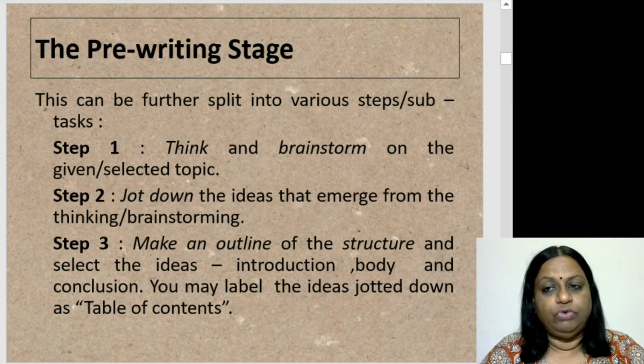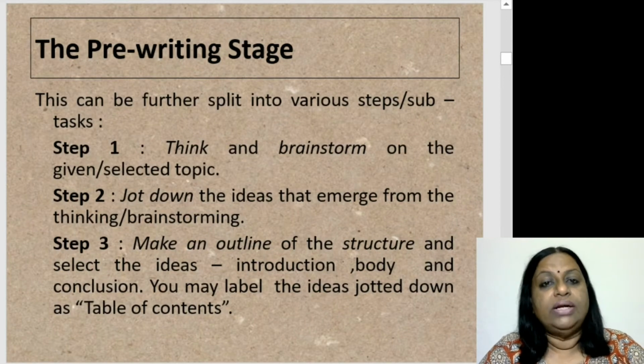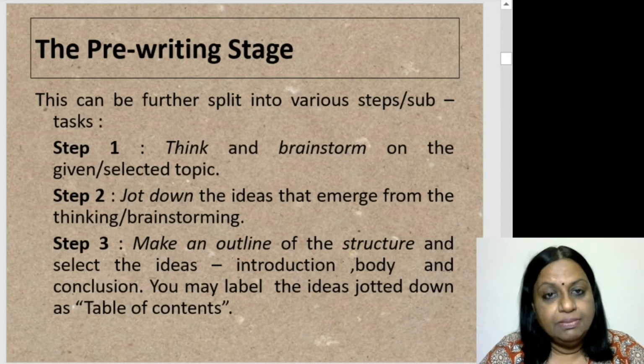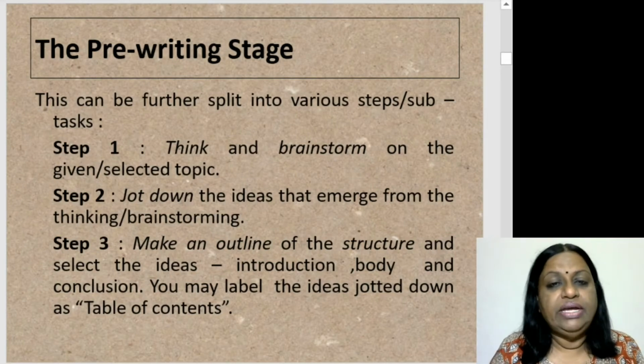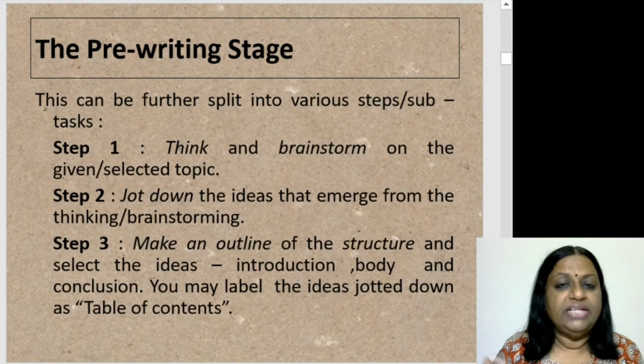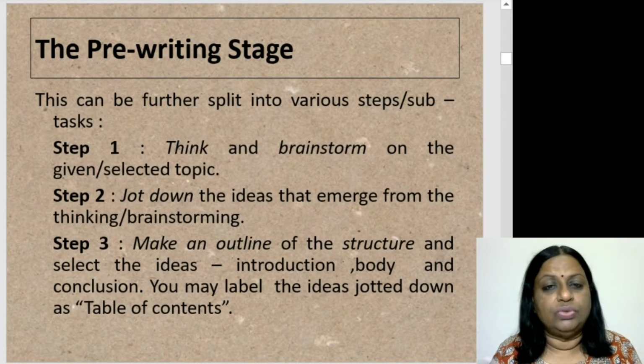The first step would be to think and brainstorm on the given topic or the topic that you have selected. The second step would be to jot down the ideas that emerge from thinking and brainstorming. So it won't come logically or in a sequence. Your thoughts would come to you randomly, but note down everything. Later you can put it into an order. That would come in step 3.